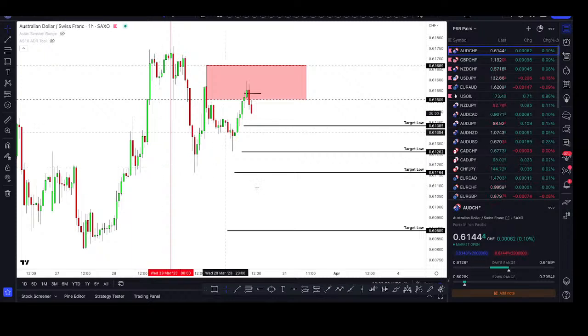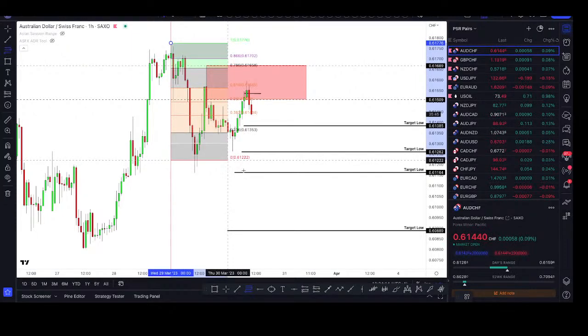Let's go to the Fibonacci first, and let's check this because we don't want to miss a pair. I'm going to go back to my fib now, mate. Just give me a sec. So the fib was from here to here.